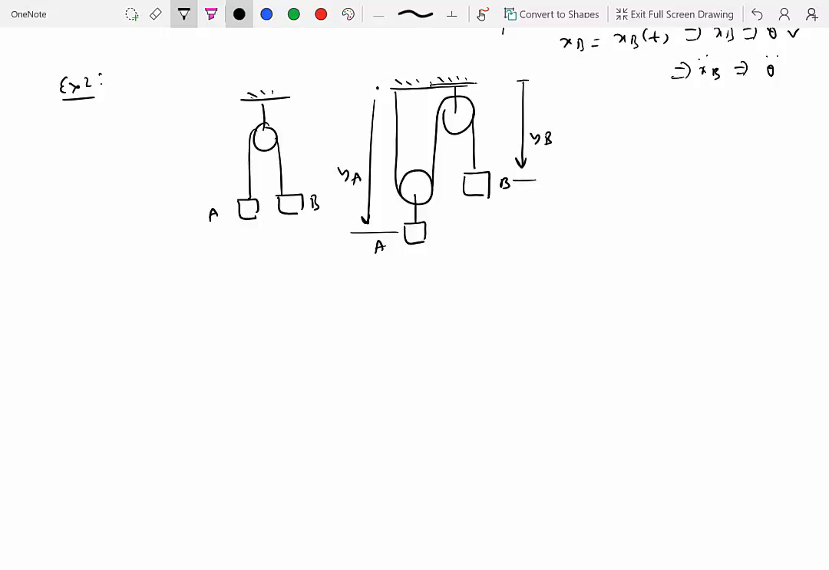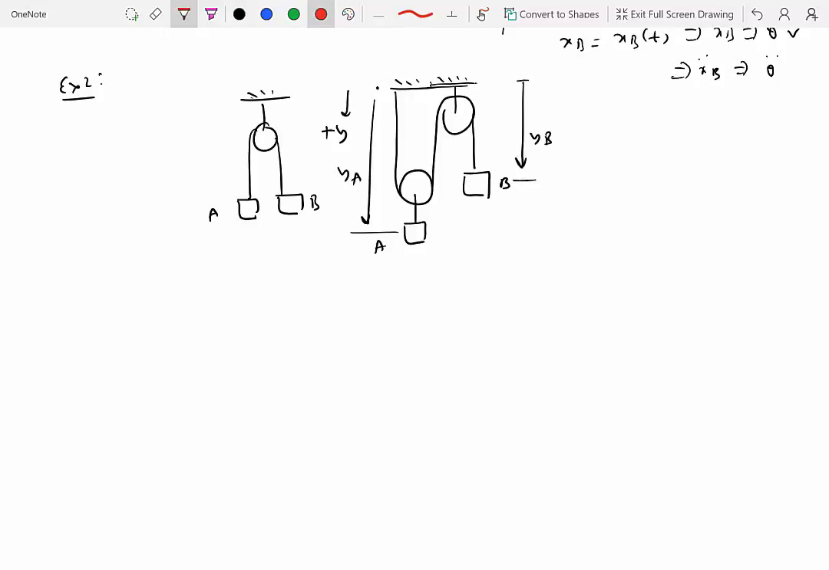So this is the positive y direction. And remember, you can choose any direction to be the positive direction. It can be downward, it could be upward, it could be at an angle, and so on. So let's try to understand what the relative motion between A and B is. Again, in this case also, you could probably see how the motion of A and B would be related.